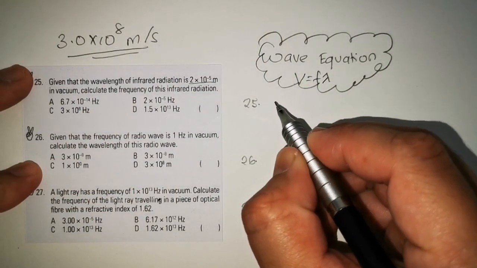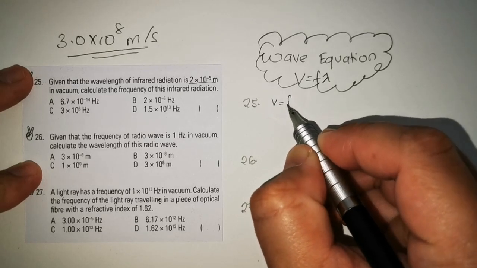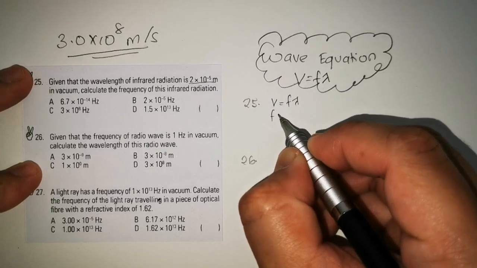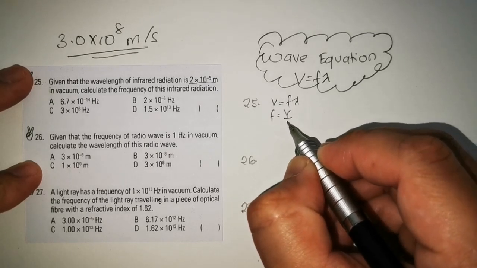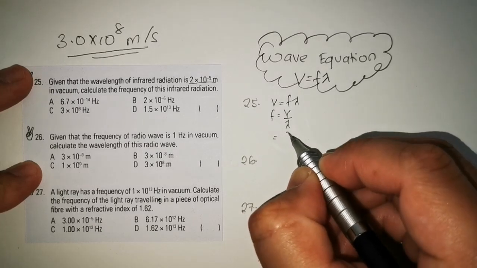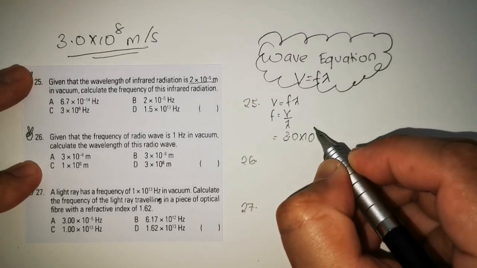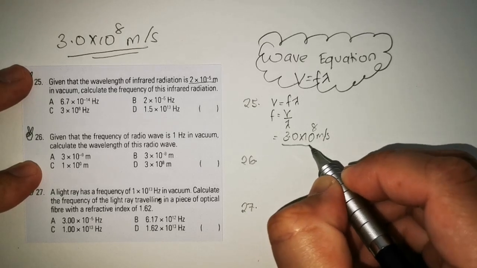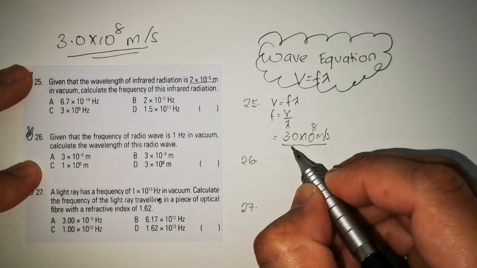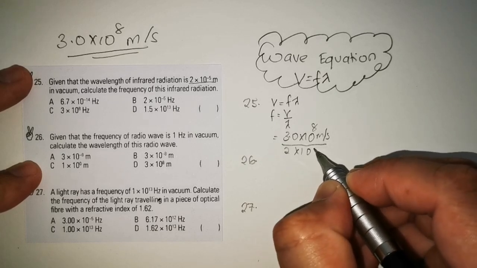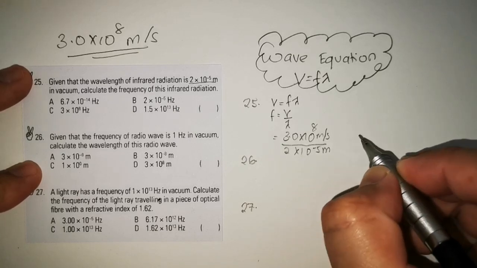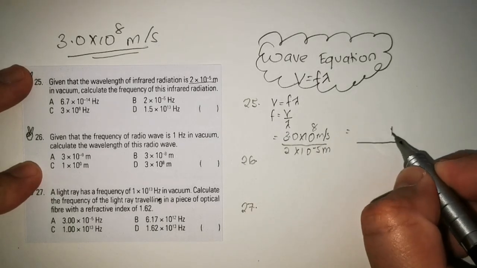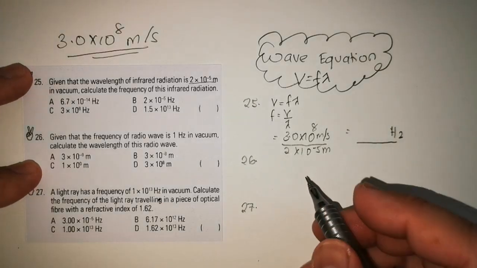So again, write down the main formula first, then after that you are asked to find frequency. Make f the subject of the formula: f equal to v over lambda. So what is the speed? The speed of light, 3.0 times 10 to the power 8 meter per second, divided by the wavelength, 2 times 10 to the power negative 5 meter. So what is the answer? Don't forget, this is frequency, so the answer is in hertz.